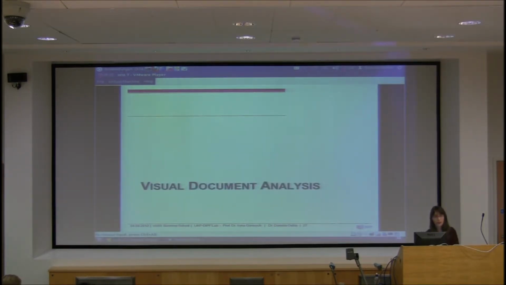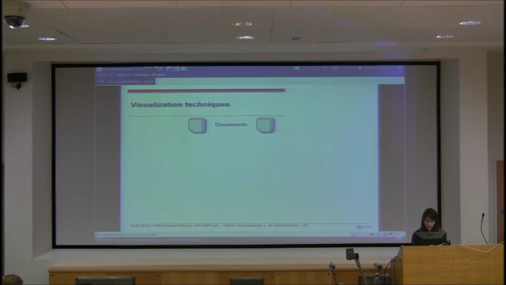Okay, that was this part, and now I get to the third section of the talk, which will be the longest one, with examples of visual document analysis. So what have we done so far? We've got our documents. We have done some automatic pre-processing or processing of the documents. And now we would like to visualize them.